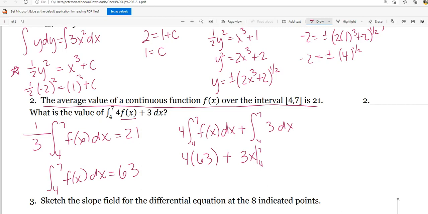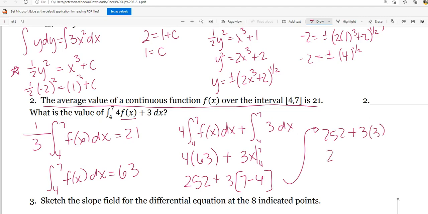So 4 times 63 is going to be 252. Plus here, I can factor out that 3 and then evaluate x at 7 and 4. So I end up getting 252 plus 3 times 3. So 252 plus 9. So final answer, 261.